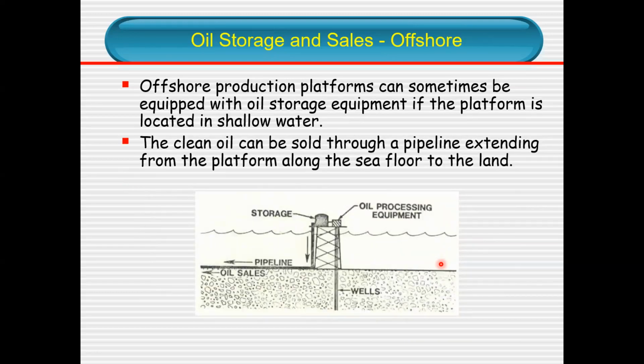For offshore, an offshore production platform can sometimes be equipped with oil storage, but most of the time you can see there is no oil storage equipment at the platform. I'm not sure, but shallow water is fine, because shallow water is like 70 or 80 meters, or less than that. You can still have a leg platform to put a storage tank. But believe me, most of the time the crude oil will be transported to onshore to be stored.